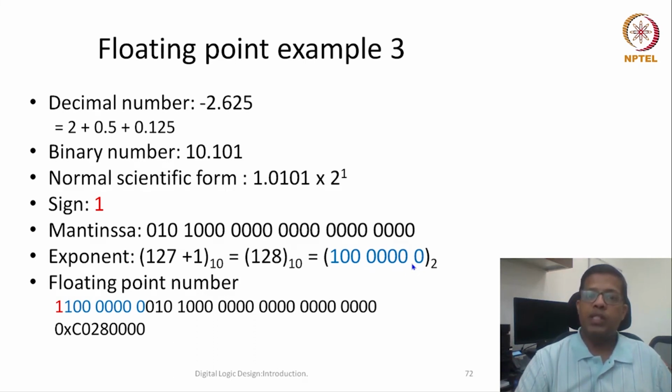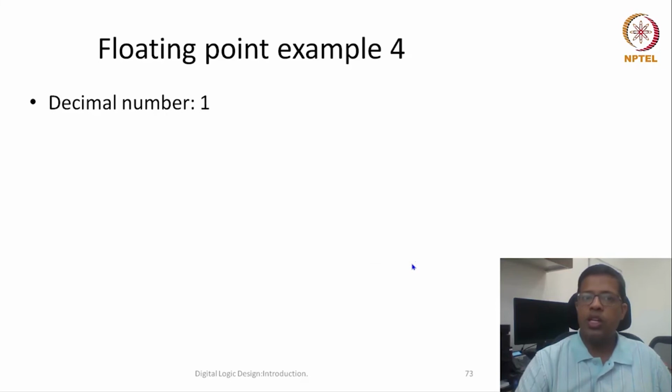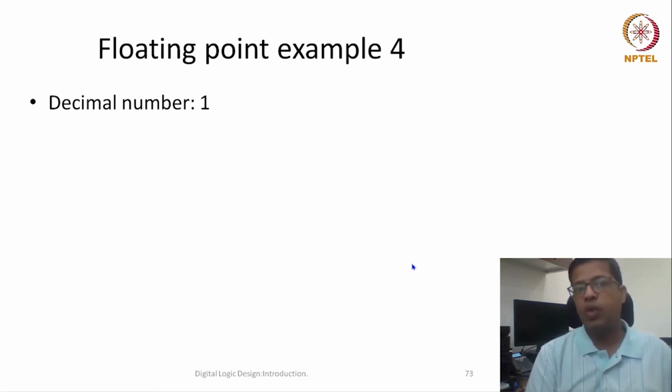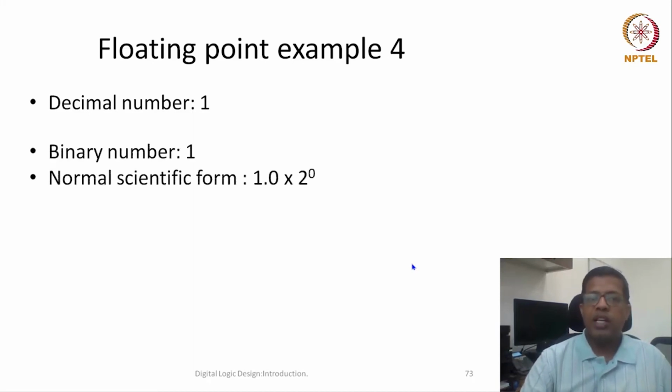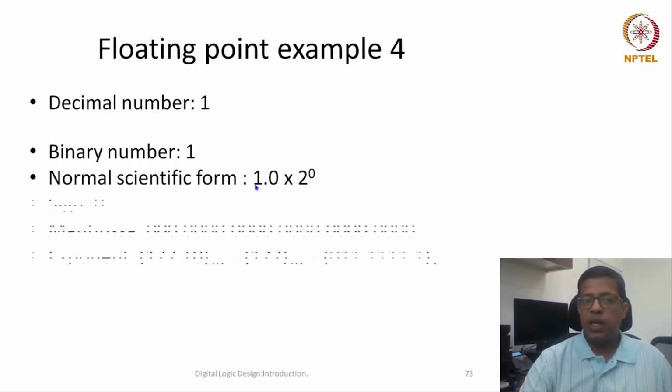One more example which looks quite simple, but it is important to touch on that also. Let's say I want to represent 1. Now you see there is no decimal, but because I want to represent 1 in floating point notation, I have to write it like 1.0 into 2 to the power 0. So here my mantissa is 0, my exponent is also 0, my sign is also 0. How do I represent this number?